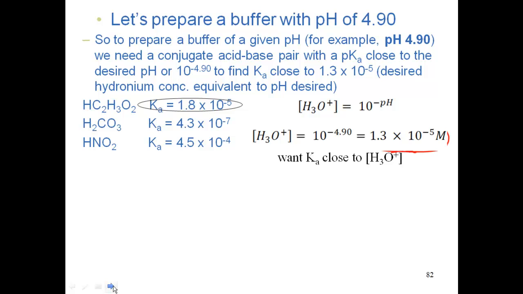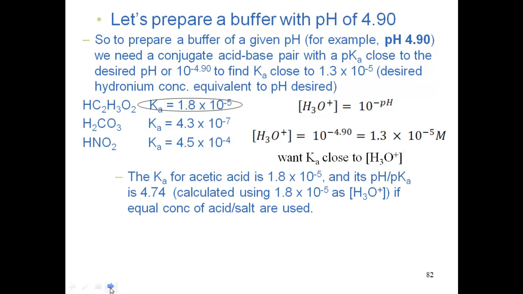Yes, the acetic acid. I have 1.8 times 10 to the negative fifth. That's the closest one, so that's the one I'm going to start with. That's the one I would pick, and then I'll pick a salt to complement that acetic acid, most likely something like sodium acetate. Now, the Ka for acetic acid is 1.8 times 10 to the negative fifth, and its pKa is 4.74. I got that by calculating using your hydronium ion concentration.